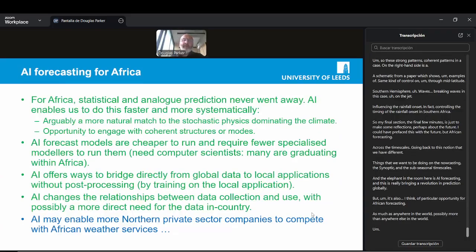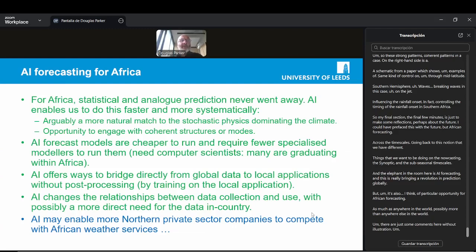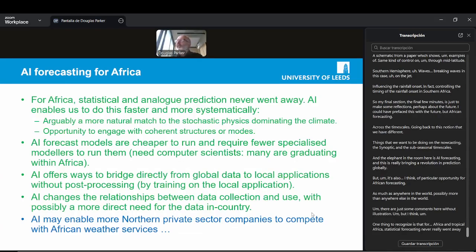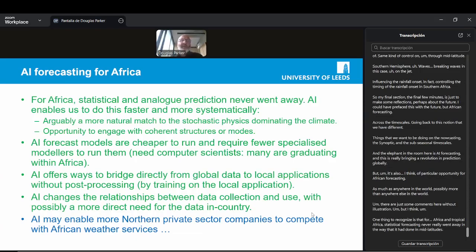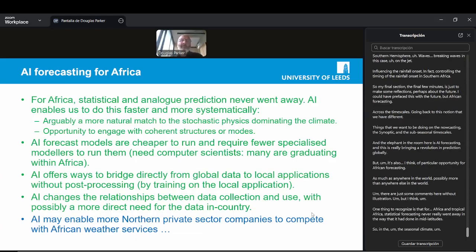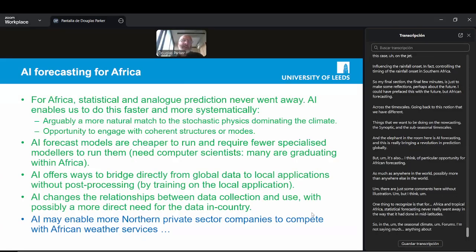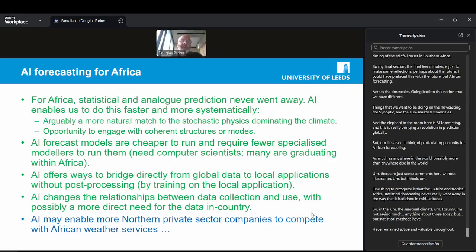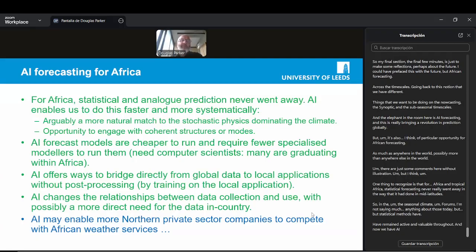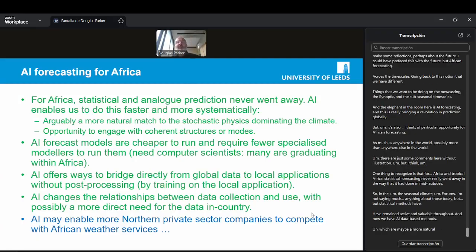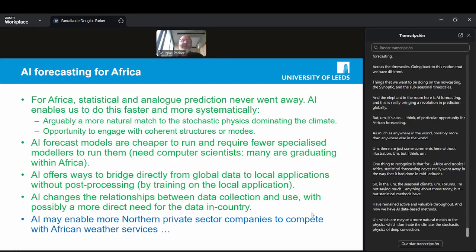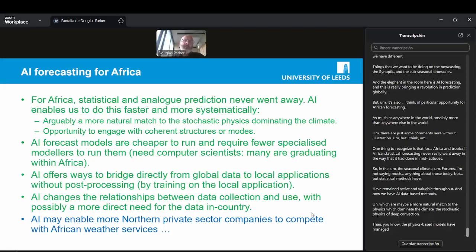There are just some comments here without illustration, but I think one thing to recognize is that for Africa and tropical Africa, statistical forecasting never really went away in the way that it had done in mid-latitudes. So in the seasonal climate forums, I'm not saying anything about those today, but statistical methods have remained active and valuable throughout. And now we have AI data-based methods, which are maybe a more natural match to the physics which dominate the climate, the stochastic physics of deep convection, than the physics-based models have managed to do.